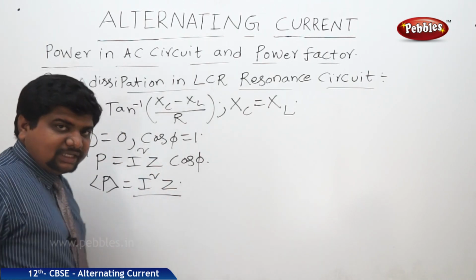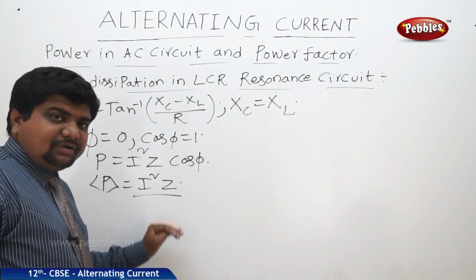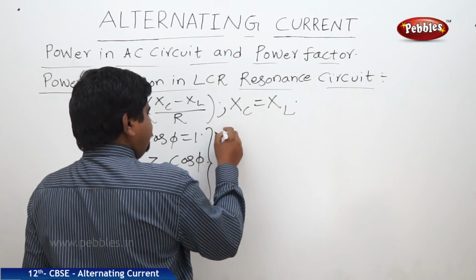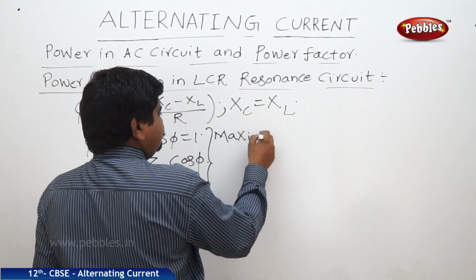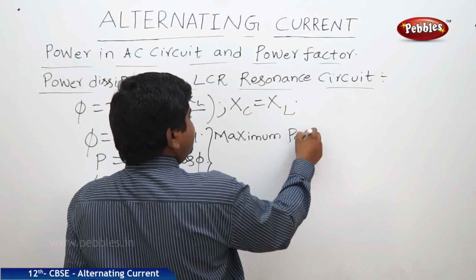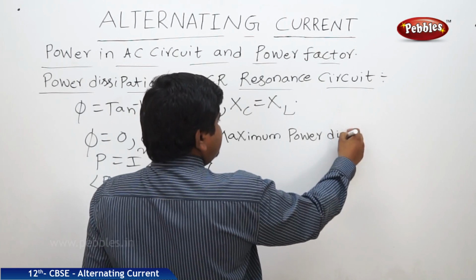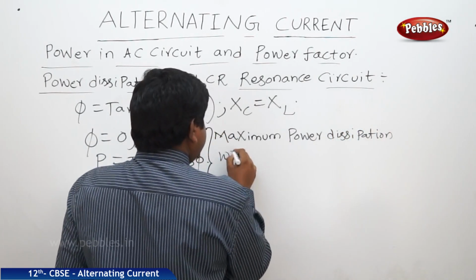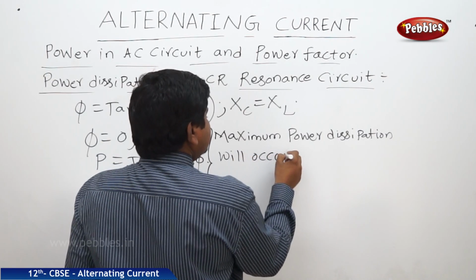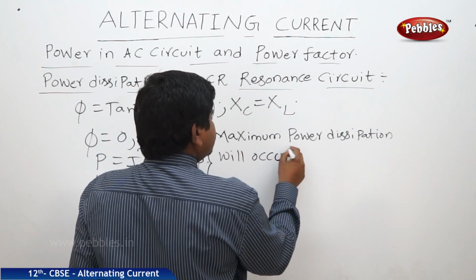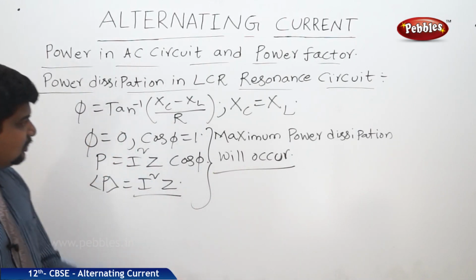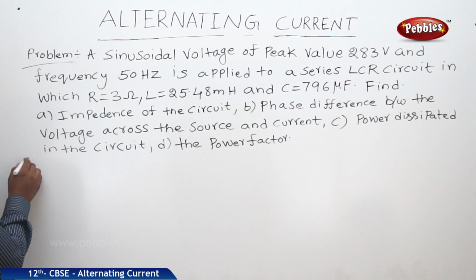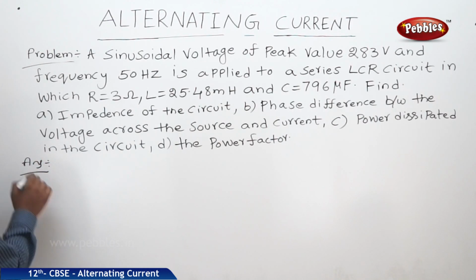So here what we can understand, maximum power dissipation will occur because of this resonance condition. Now we will see one problem. It's a lengthy problem, but it has multiple options.